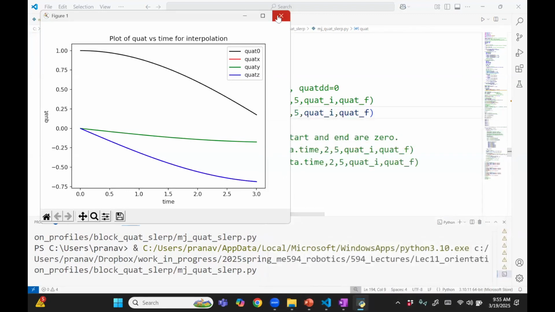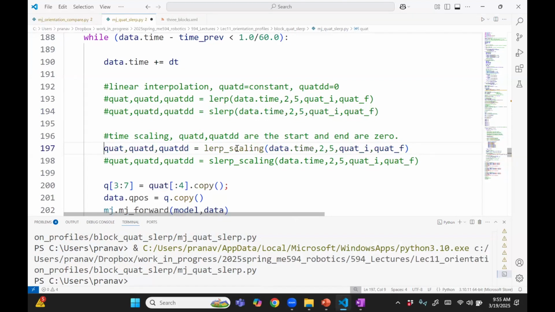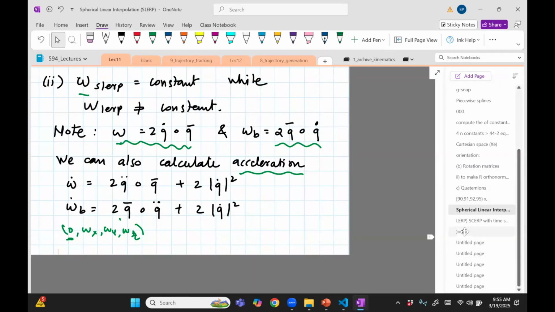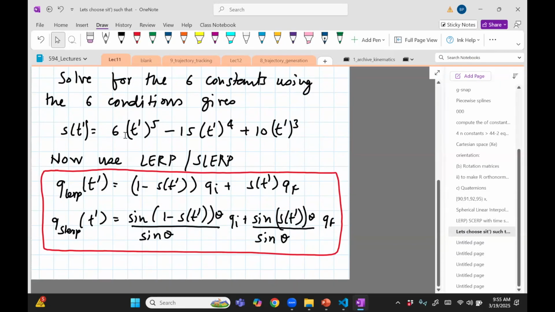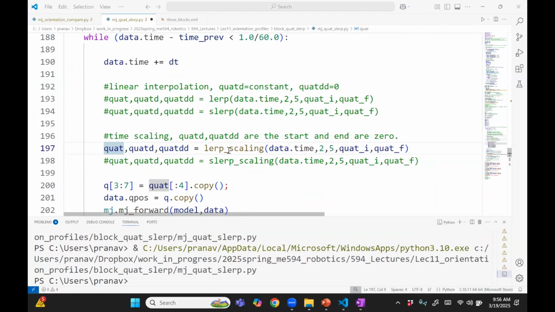Okay, so this is the linear interpolation, but then I also did the scaling, which is using this expression. So what you do is you take this expression, you put it here, you compute QLERP, you take the derivative of this. So it'll be 0 minus S dot T prime QI plus S dot T QF, and then take the second derivative. So you'll get quat dot and quat double dot, and those can be used with the angular velocity formula. So here is the same thing done with LERP scaling.